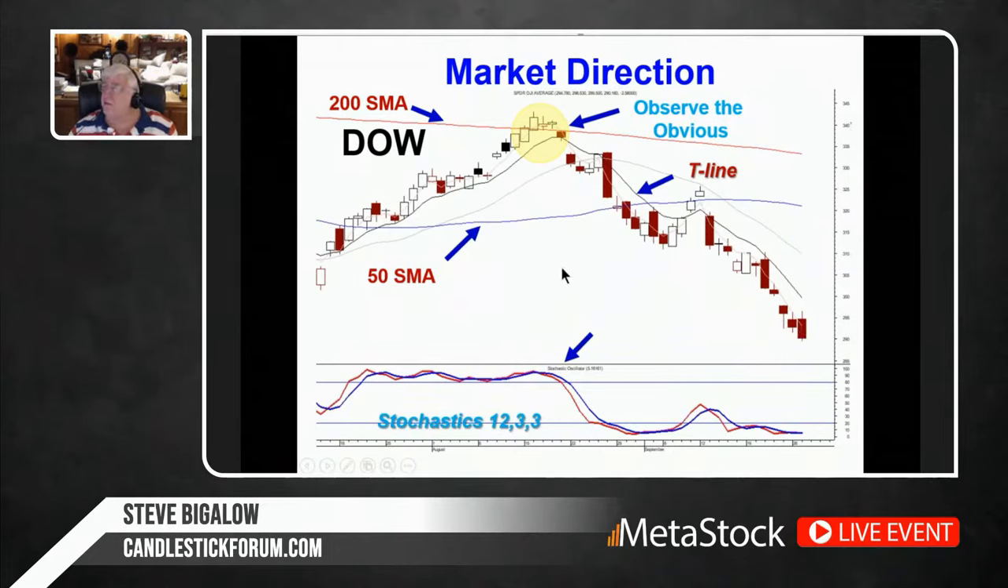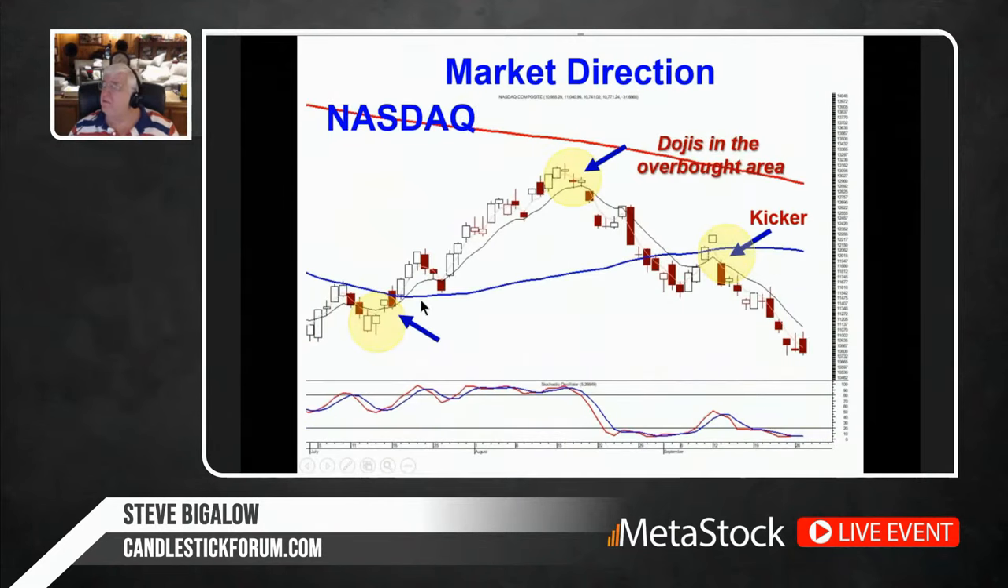So the definition of market direction is using the NASDAQ, the Dow, same scenario. Look at your dojis in the overbought area. Look at your buy signals here up through the 50. Then a J-hook pattern starting off with, again, here's a kicker signal, one of your strongest bullish signals. Here's your downtrend. Here's your bearish kicker signal.